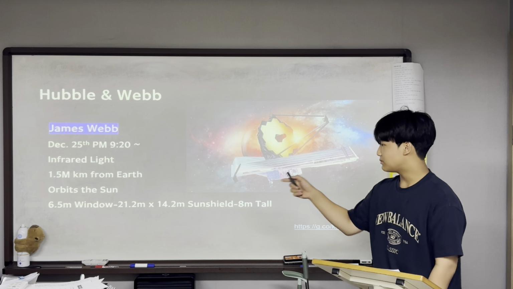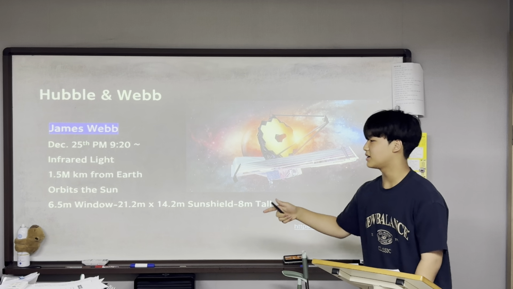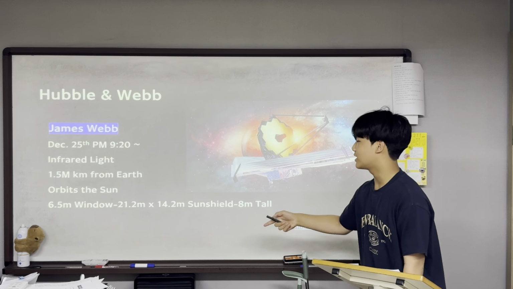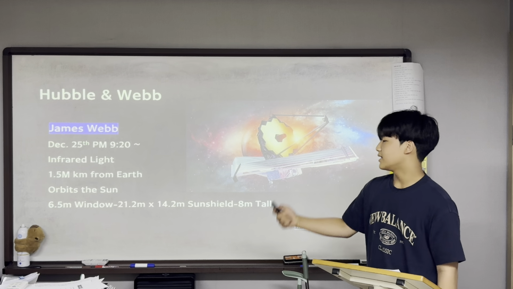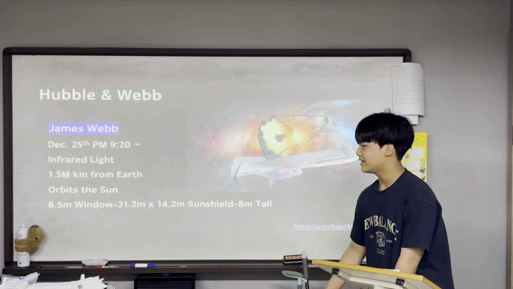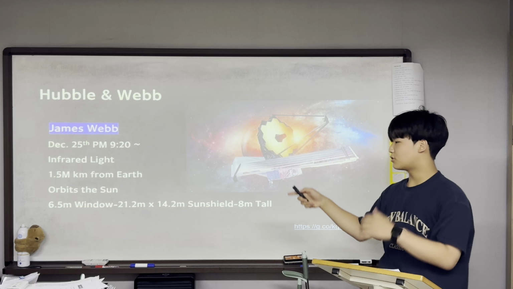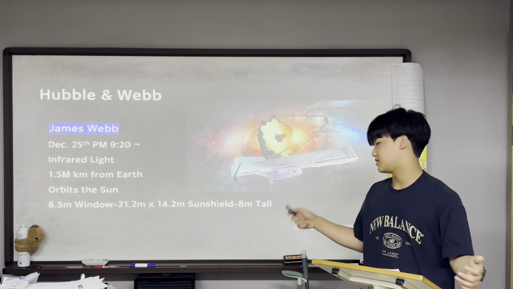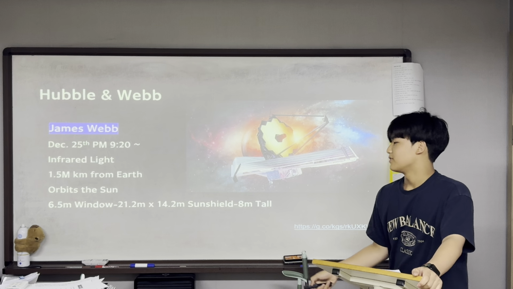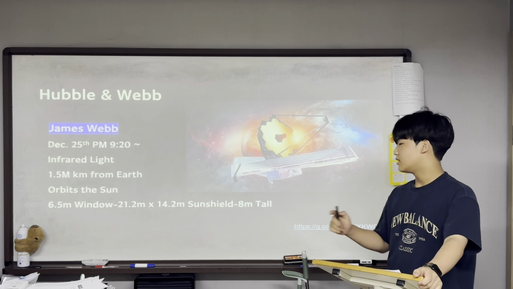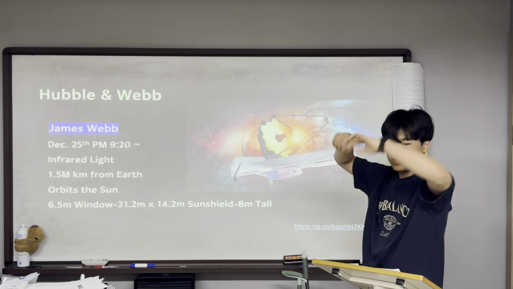Now, second, James Webb Space Telescope. It was launched on 2021, December 25th on Christmas, 9:20 p.m. and it's still working. It gets infrared light, and it's about 1.5 million kilometers out from Earth because it orbits around the sun, unlike Hubble Space Telescope. It has 6.5 meters diameter window, and it's 21.2 meters times 14.2 meters sun shield to protect this space telescope.